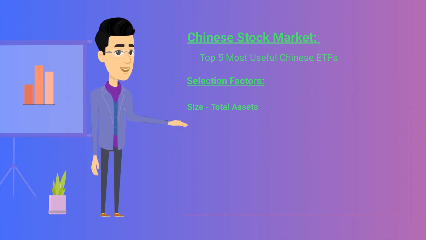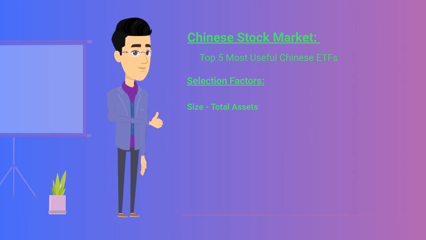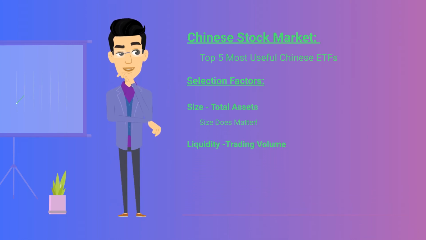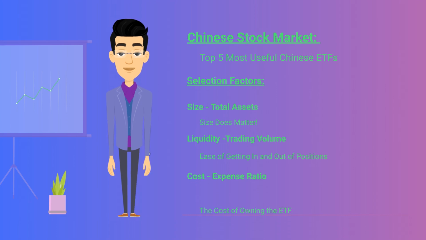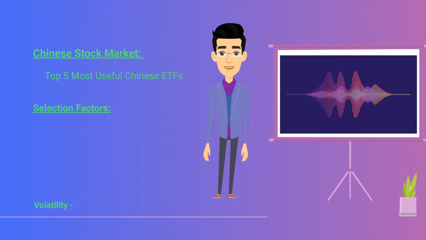The fund size or total assets tell us how big the fund is, which indicates the overall demand for the fund. Like they say, size doesn't matter. Liquidity shows how much and how often the fund trades. For risk management, liquidity is critical in time of crisis. Cost. The expense ratio is how much you are paying to own and hold on to these ETFs. Volatility shows how many ups and downs an ETF has experienced in each study period.